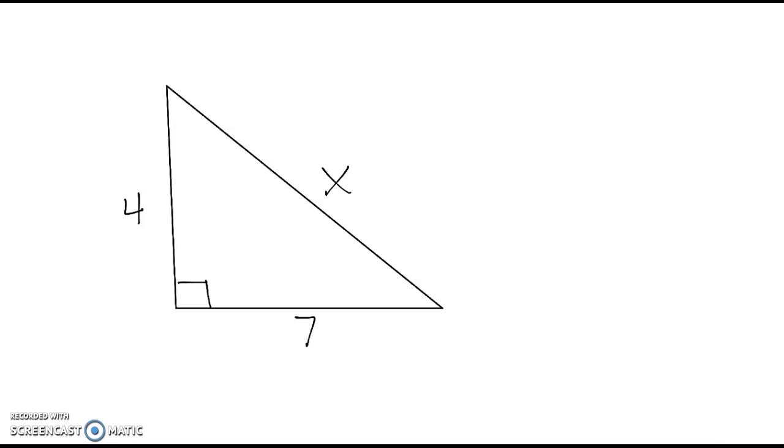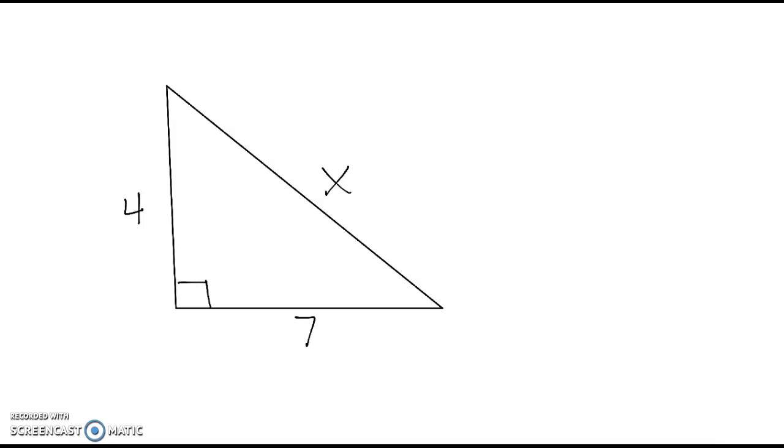This is your example video for the Pythagorean theorem performance assessment. So you're going to be given a right triangle and you need to use the Pythagorean theorem to find the missing side. Once you find the missing side, you also want to state if your answer is a rational or irrational number and explain how you know.